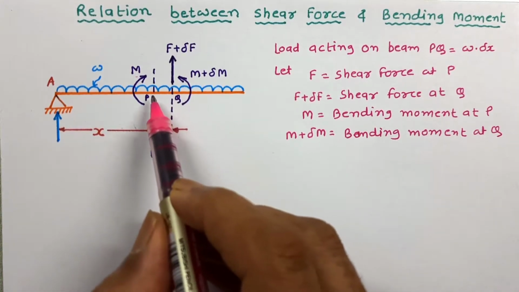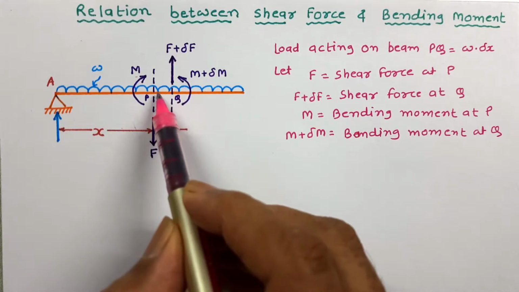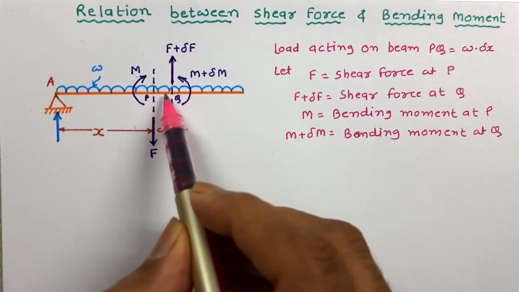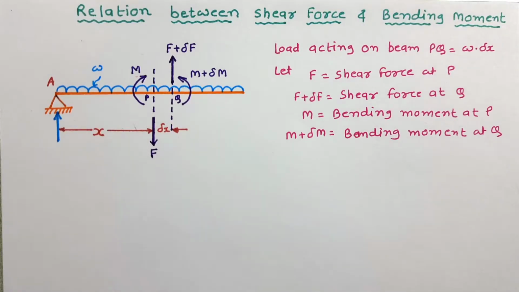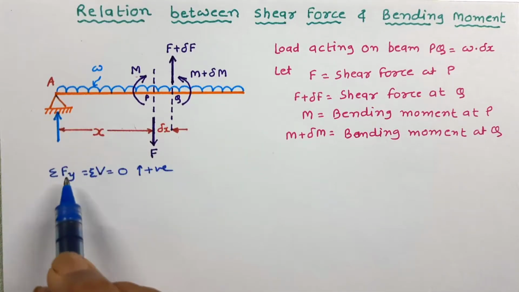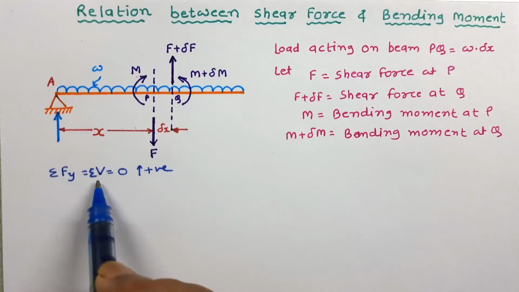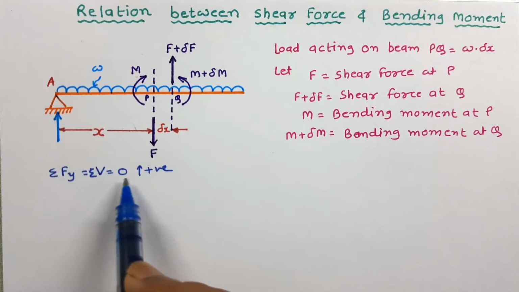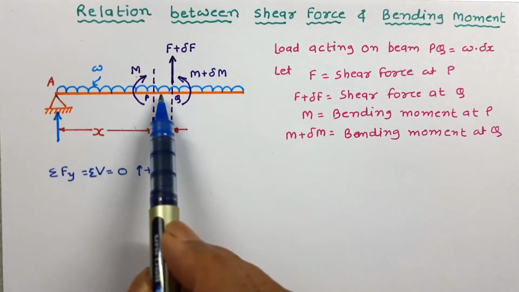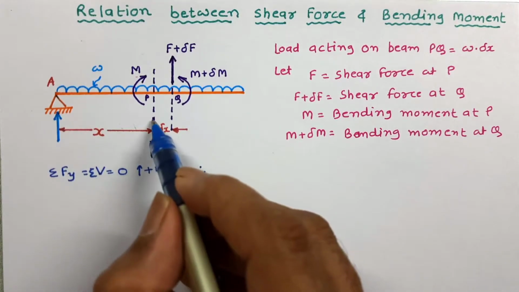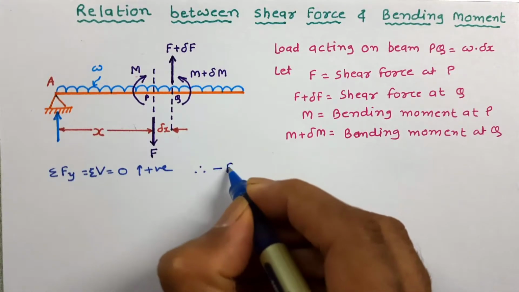Now here let us use the condition of equilibrium. In the figure we can see the beam is stable, so this element PQ of the beam is in equilibrium. So let us apply the equilibrium for the system of forces. Apply the condition of equilibrium, that is summation of force in y direction. So the sum of all vertical forces acting on the beam is 0. Here we are applying the condition for this PQ section. F is acting in the downward direction, and downward is negative, so we write minus F.